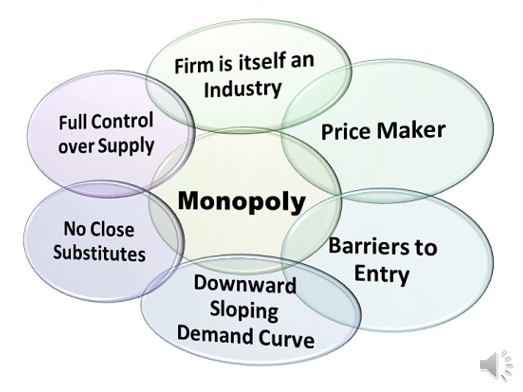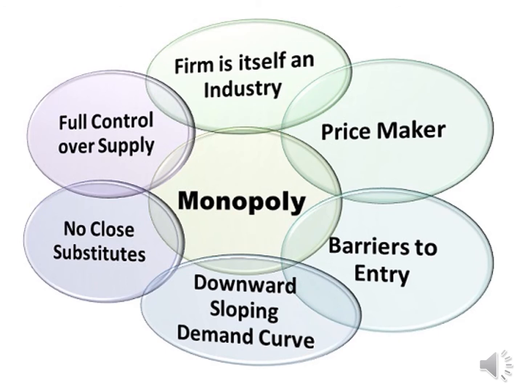So now we can demonstrate the different features of monopoly over this bubble diagram. In a monopoly, the monopolist itself is an industry. Since there is no other producer or supplier of this particular product, the sole firm is acting like an industry. And why is he stated as a price maker? Since there is no competitor, the price will be determined by the monopolist.